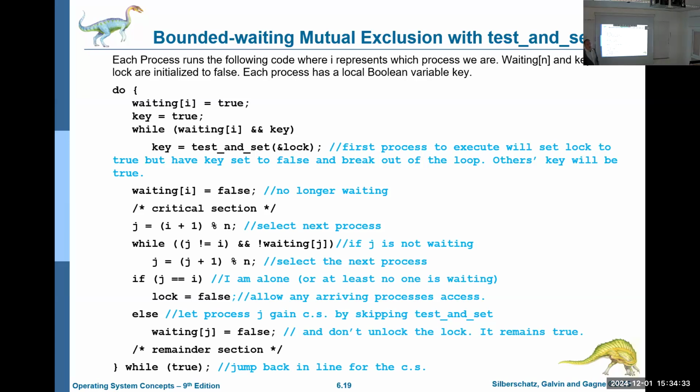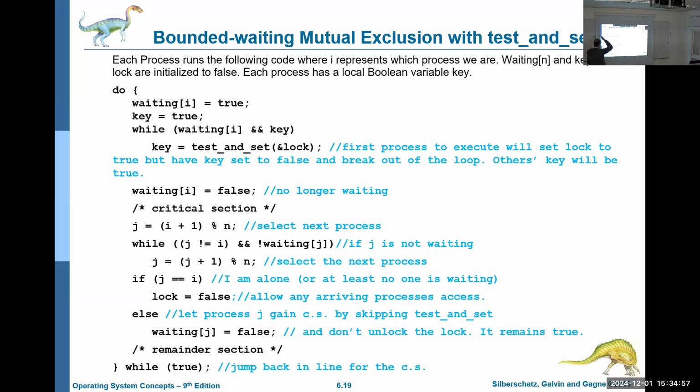Now, if it comes out that it's already locked, I'm not going to do anything. My key will keep on being true, because if I go in and the lock is true, key will be true. So I'll just stay in my loop forever. But if I'm the first one, then I'll go in and I'll get key to be false. And when I go back to the loop, key will be false, and since my conditions are not both true, I'll break out of the loop.